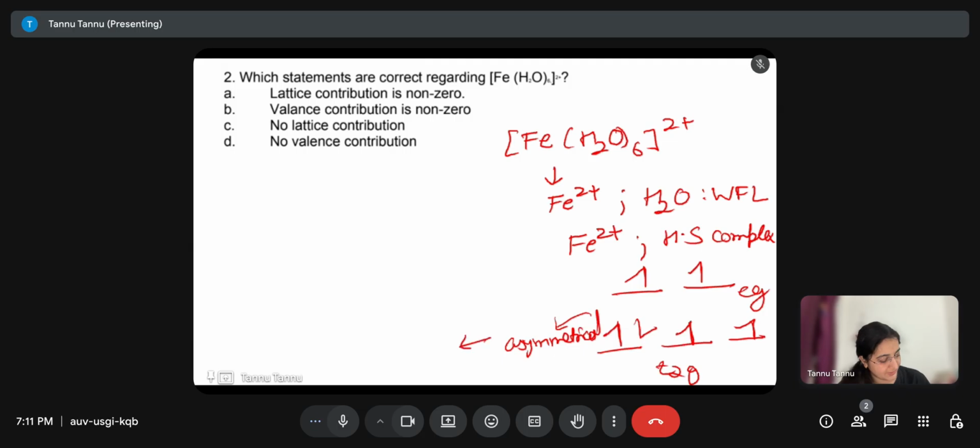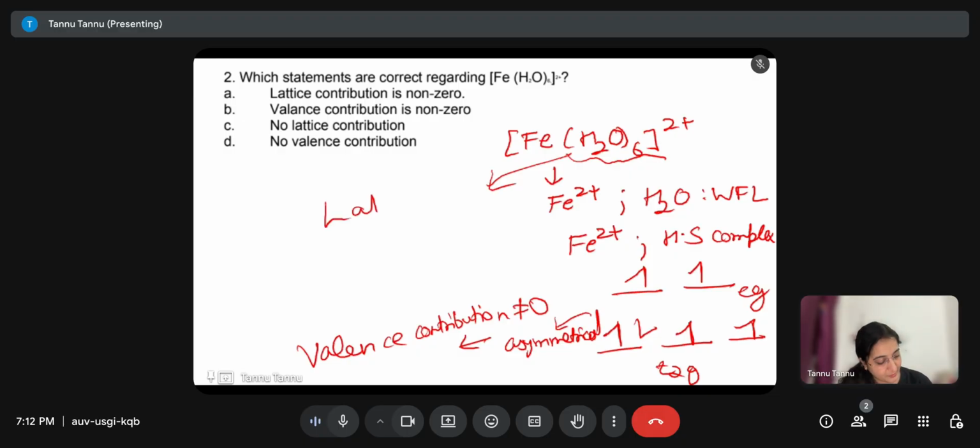So you can say that you have a valence contribution which is non-zero. Your valence contribution is present, and since all the ligands are the same, your lattice contribution is 0. So the right options would be: no lattice contribution, and option C is correct, valence contribution is non-zero. So options B and C are correct.